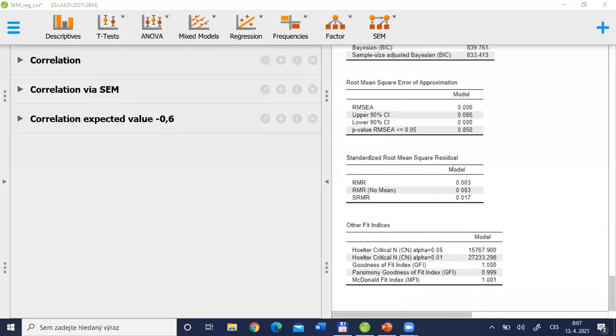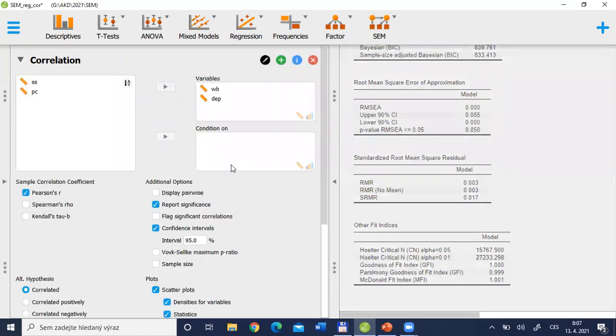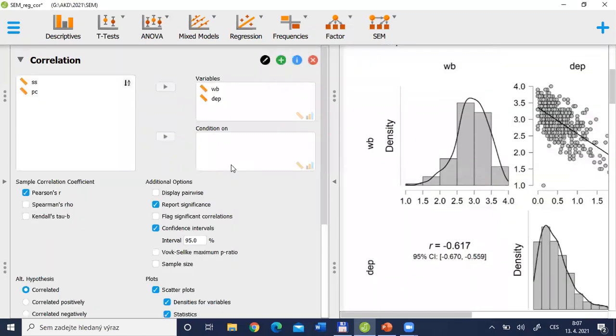So I will start with a brief recap of our previous computations. If you remember well, first of all, we computed correlation by the classic procedure, so it means in chess regression and correlation. And the value of the correlation was approximately minus 0.617. This correlation was computed for depression and well-being variables. So it is quite a strong negative correlation.